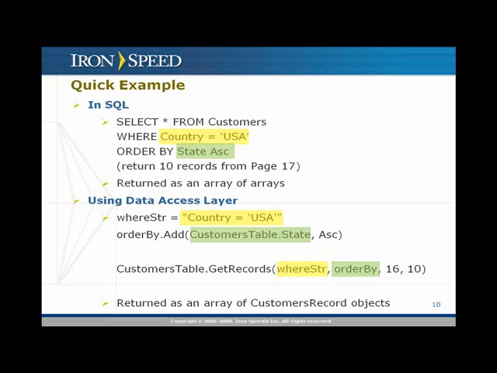But if you were to do this here, you would use customers table.getRecords. You would specify a where string, which is specified as country equal to USA. And you can specify an order by clause, as you can see over here. And then you would give it a page number. Page numbers, remember, are zero-based, so when you want page 17, you refer to it as page 16 here. And then you want to return 10 records. So those are the 4 parameters for get records, and of course, you're going to get back customers' records.